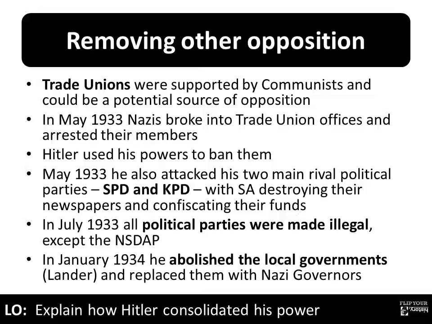And then he focused on the local government. He wanted complete control from the centre rather than the Länder having any say. So in January 1934, he abolished the local governments and replaced them with Nazi governors selected by him.